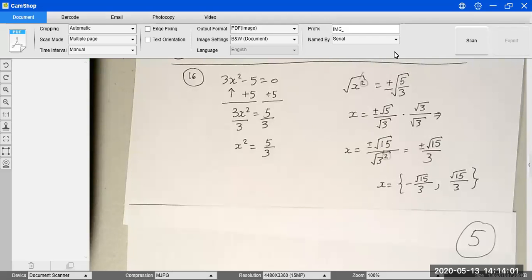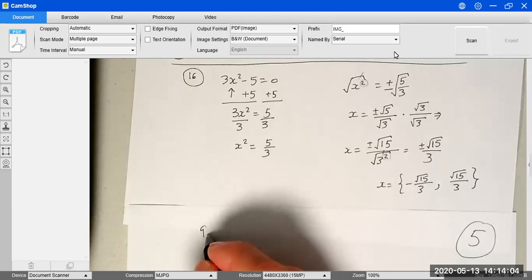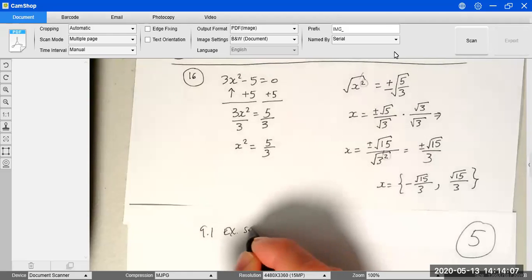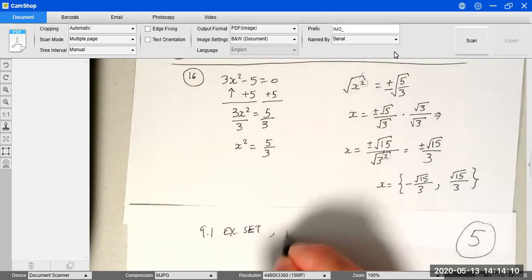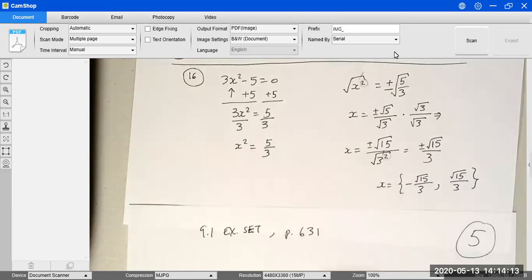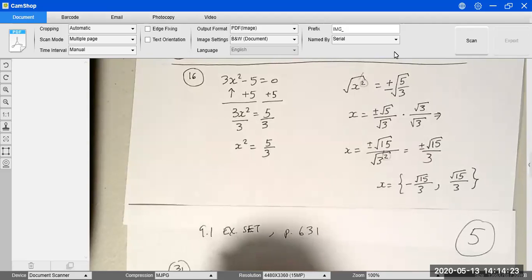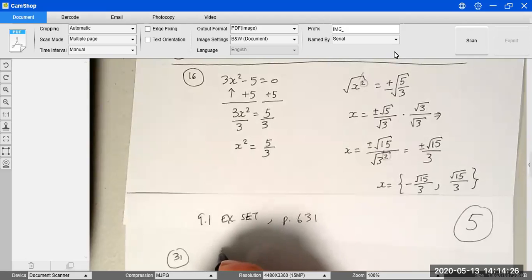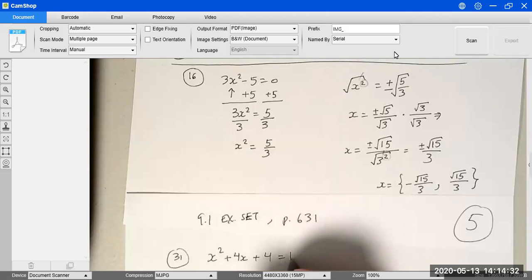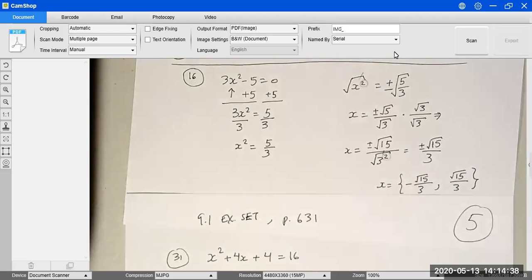I have some problems on the same 9.1 exercise set that I'm going to solve for you, because they are not described in the previous part of the section. They don't explain how to solve these problems. For example, problem 31 is x squared plus 4x plus 4 equals 16. And they say that we're going to solve each quadratic equation by first factoring the perfect square trinomial on the left side, then applying the square root property and simplifying radicals if possible.